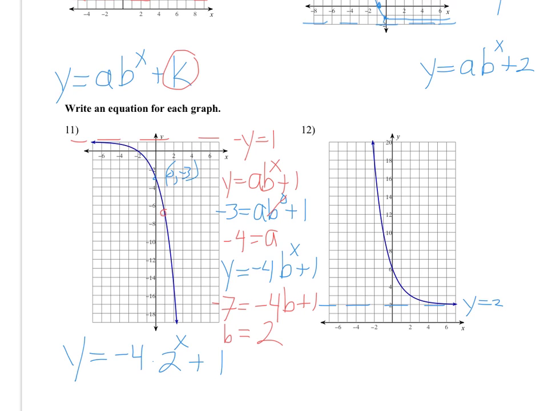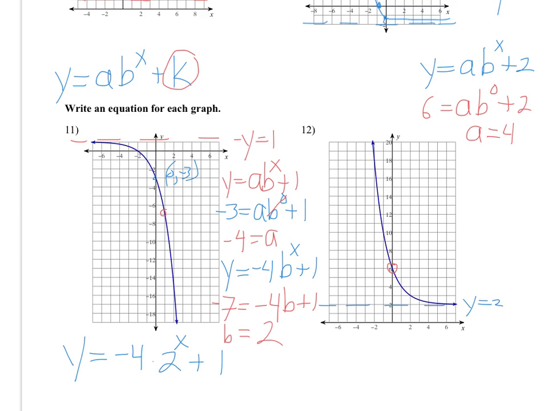Next thing I do is take a look at my y-intercept. 6 is equal to ab to the 0 plus 2. That's going to give us a is equal to 4.